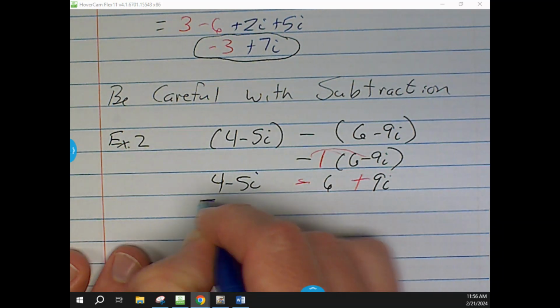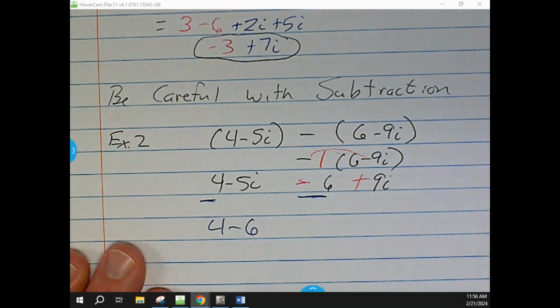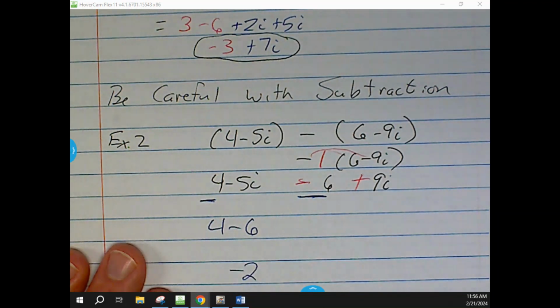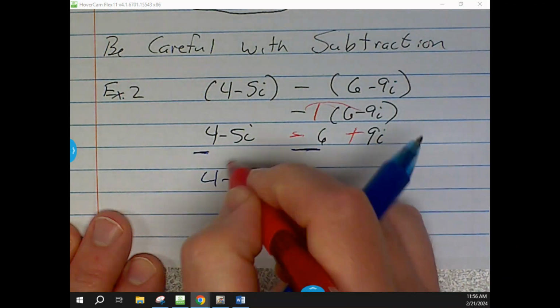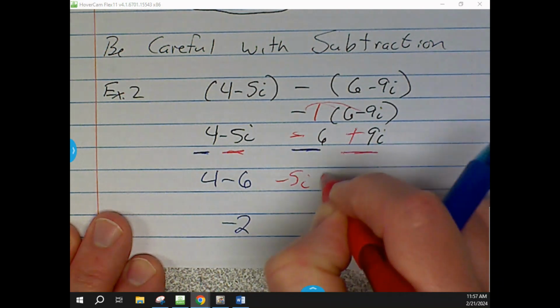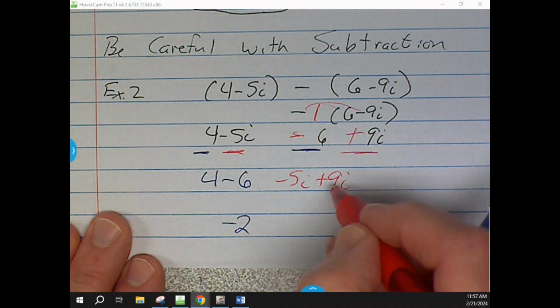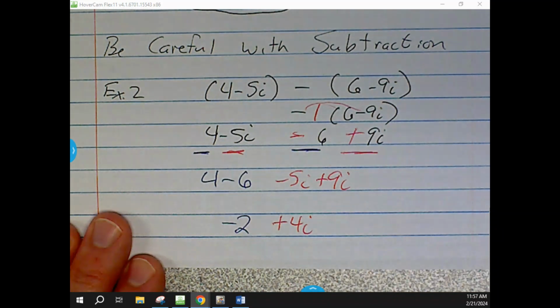Now you've got a 4 and a negative 6. So that's 4 minus 6, which is negative 2. All right. Then we've got a negative 5i and a positive 9i. If we go backwards, 9 minus 5 would make that a positive 4. And that's the answer we're looking for there.